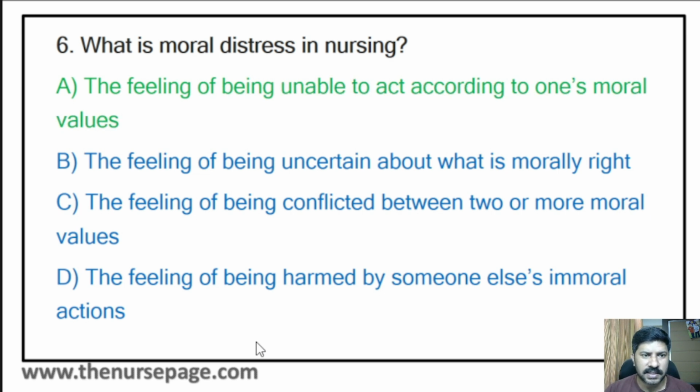Moral distress in nursing means the feeling of being unable to act according to one's own moral values. Option B, that is an example of moral uncertainty. Then option C, that is an example of moral conflict. Option D, the feeling of being harmed by someone else's immoral actions, that is an example of moral injury.